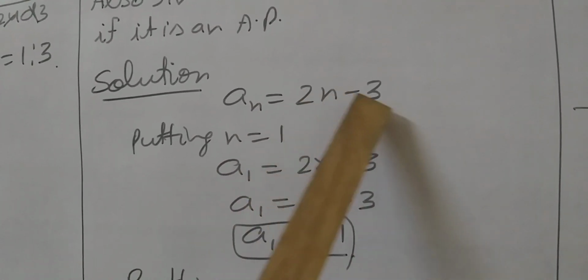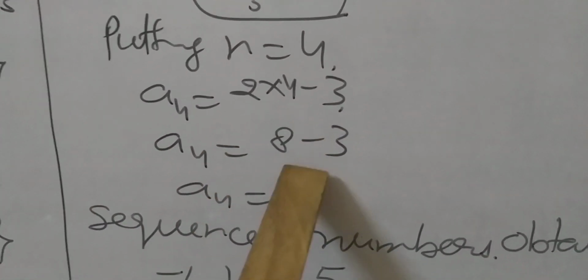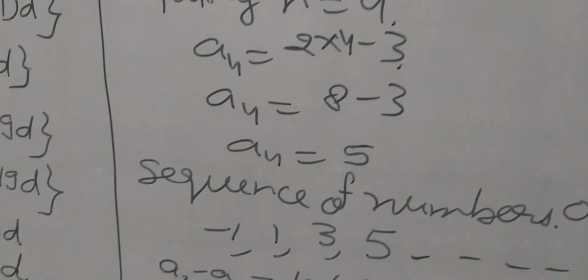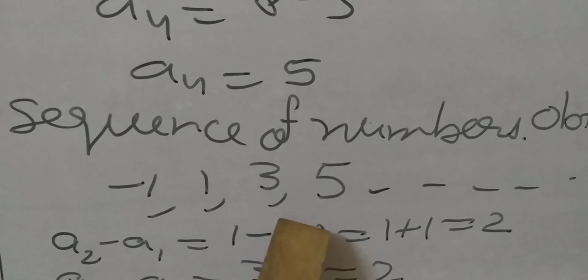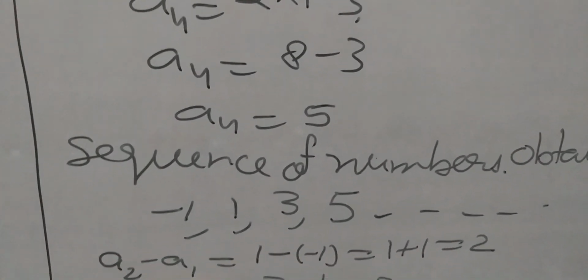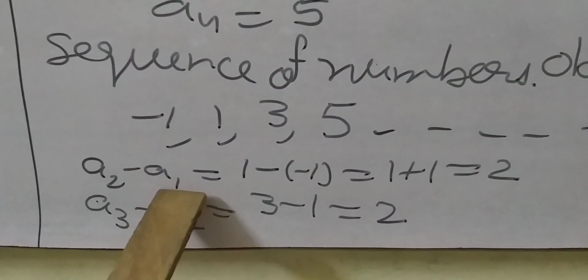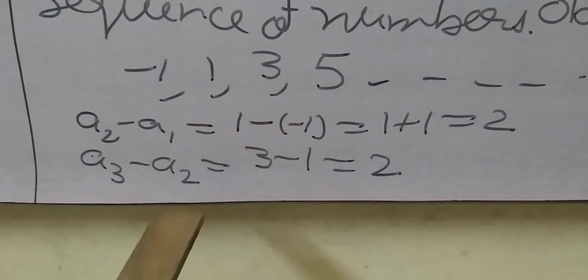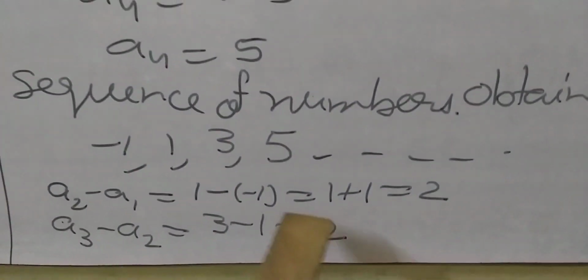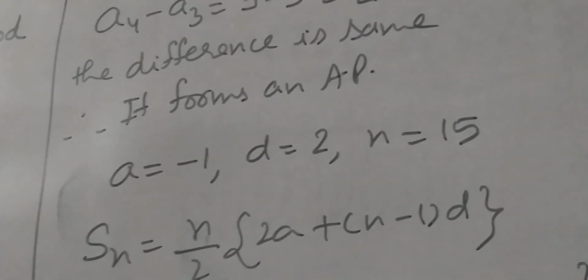Now put n equals 4. A4 equals 2 into 4 minus 3. A4 equals 8 minus 3. A4 equals 5. So now students, the first 4 terms are minus 1, 1, 3, 5. Let us check whether it is an AP or not by finding the difference. A2 minus A1, 1 minus minus 1 equals 2. A3 minus A2, 3 minus 1, 2. A4 minus A3, 5 minus 3 equals 2. The difference is the same. It forms an AP.